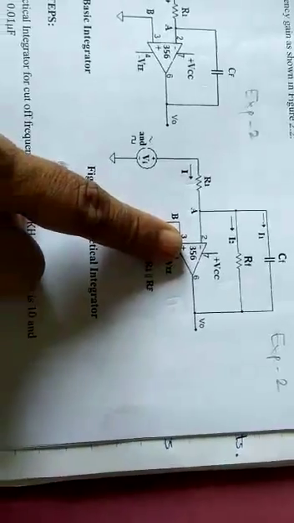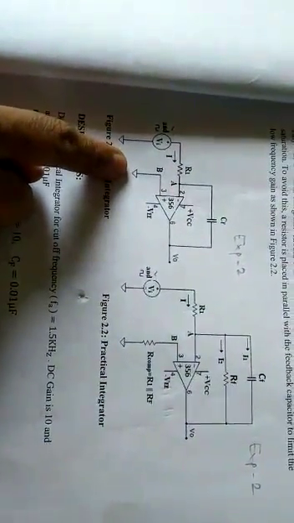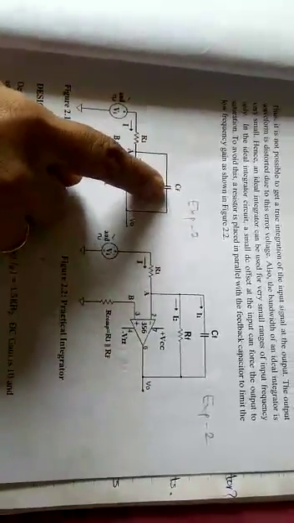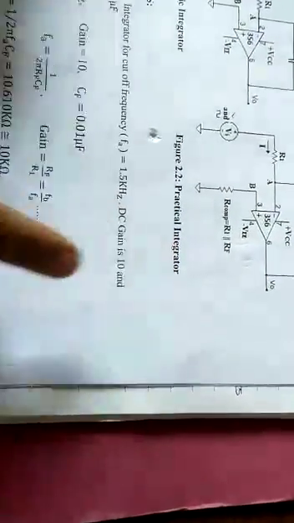Now in the practical integrator, we have the additional feedback, that is the RF. We know the drawback of the integrator circuitry: at a DC voltage or at low frequency, the CF, that is the XC value, becomes infinite, so it will be an open loop configuration. So to get the integration at low frequency also, we are using this feedback resistor, and this circuit is known as a practical integrator.